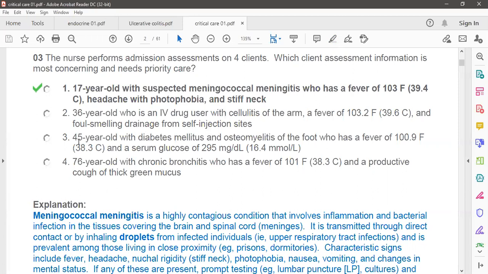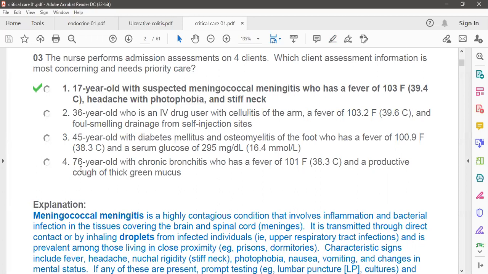Patient number 3 is 45 years old with diabetes mellitus who developed osteomyelitis, an infection in the bones. The fever is 100, less than patients 1 and 2, and the serum glucose is elevated. So the patient is diabetic, developed a fever, and developed osteomyelitis. It is bad as well, but they will not die, my friend. It's a stable patient; you take time to treat.